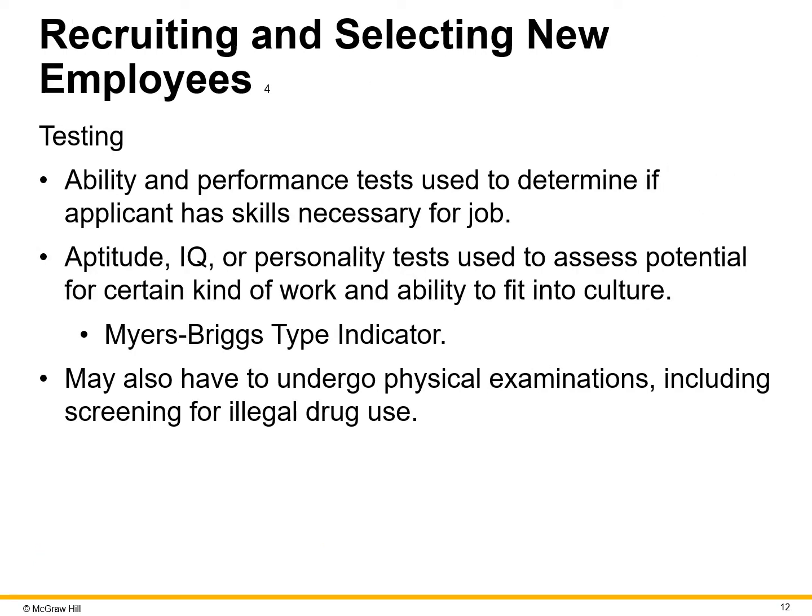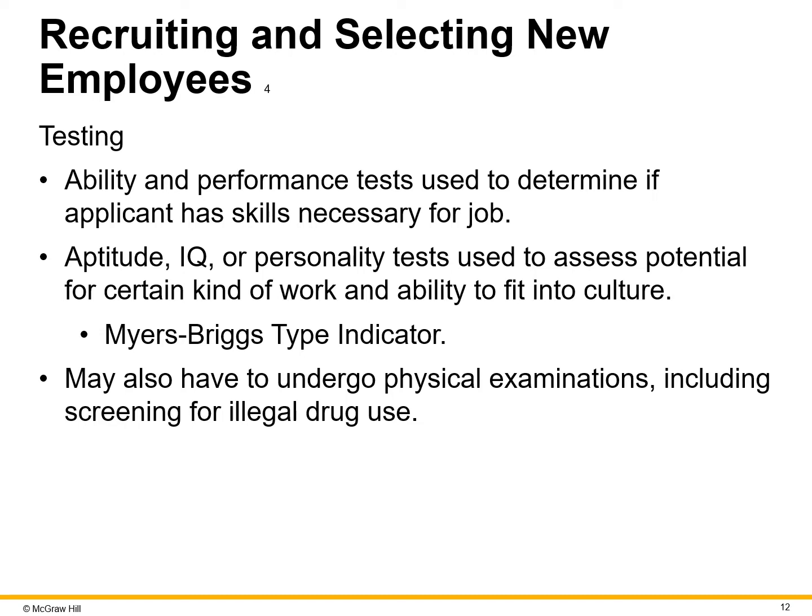Testing is the third stage of the selection process. Ability, performance, and aptitude tests, IQ tests, or personality tests may be given to determine whether an applicant has the necessary skills for a certain kind of work and his or her ability to fit in the firm's culture. Myers-Briggs is used to assess an applicant's potential for a certain kind of job. Interestingly, there does not seem to be any difference between introversion and extroversion in making a good manager.